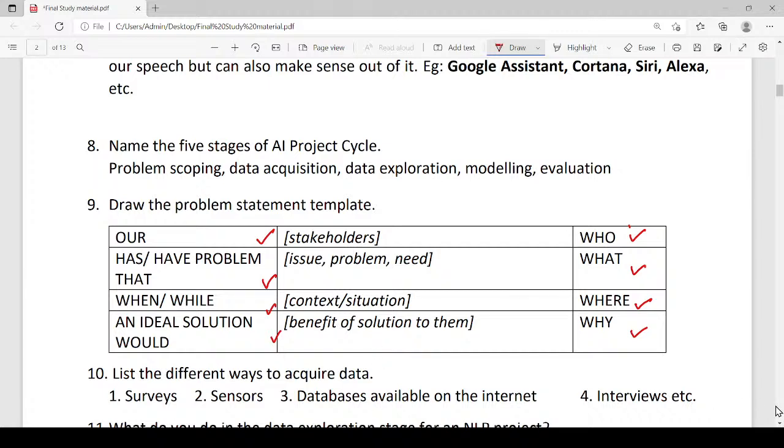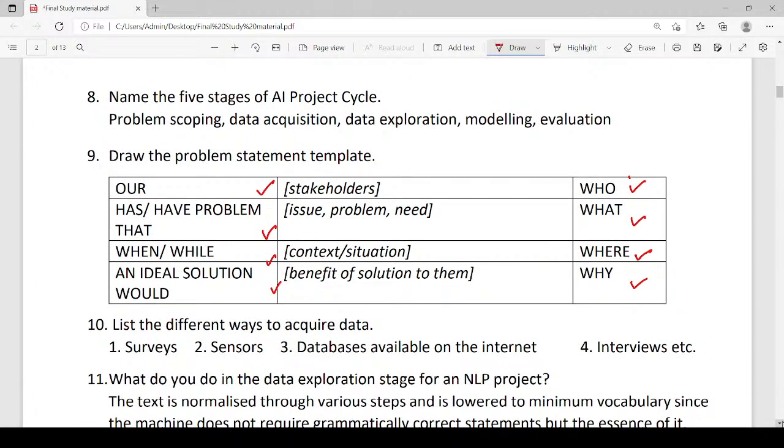How do we go about the exploration stage in an NLP project? How do you explore data? The third stage of the AI project cycle, how do you explore the data in an NLP project? The third stage of the AI project cycle is all about exploring data. But here, with respect to natural language processing, what do we do?